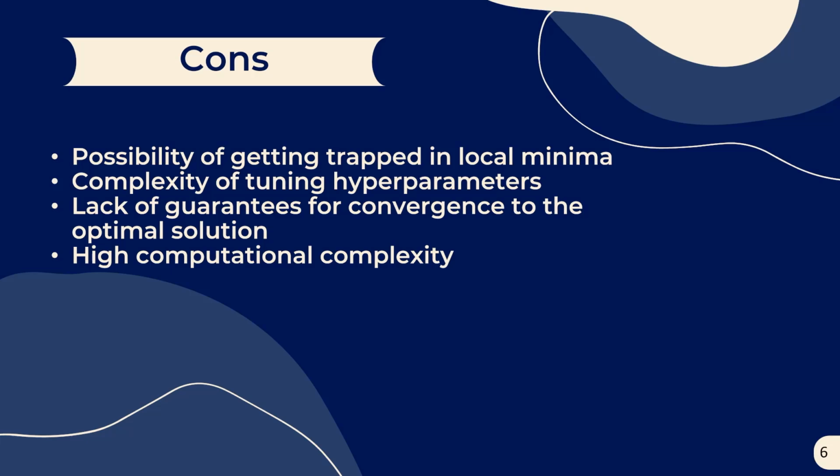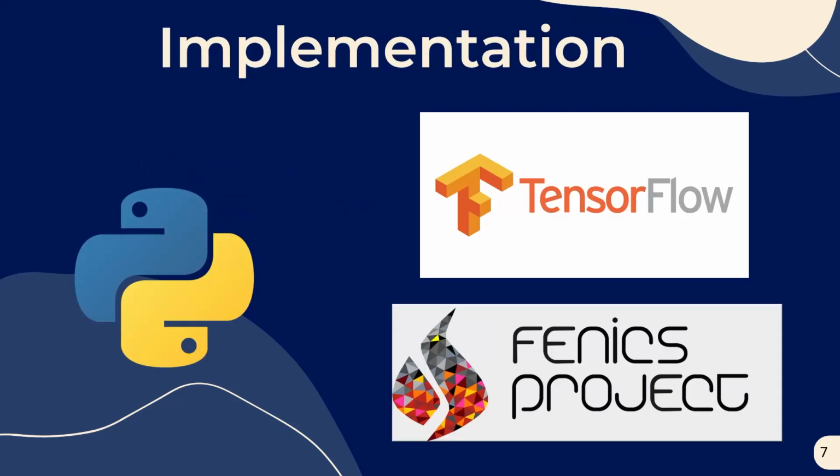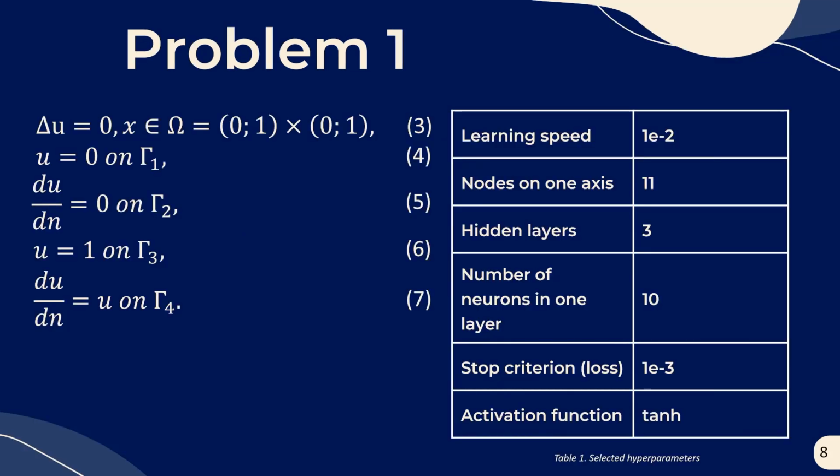For implementation of the PINN, the Python TensorFlow library was used, and the neural network was trained on an NVIDIA RTX 3080 Ti laptop GPU. For FEM, the FEniCS library was used. Let's consider the Laplace problem with Dirichlet, Neumann and Robin boundary conditions. The neural network has three layers with 10 neurons each. For training, 11 nodes in each axis were chosen.